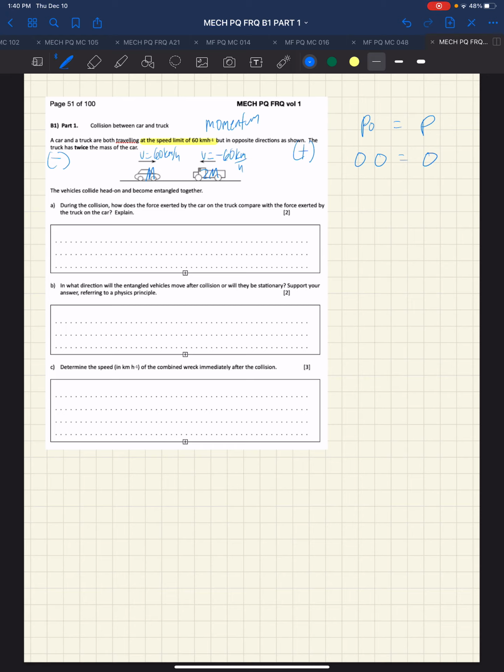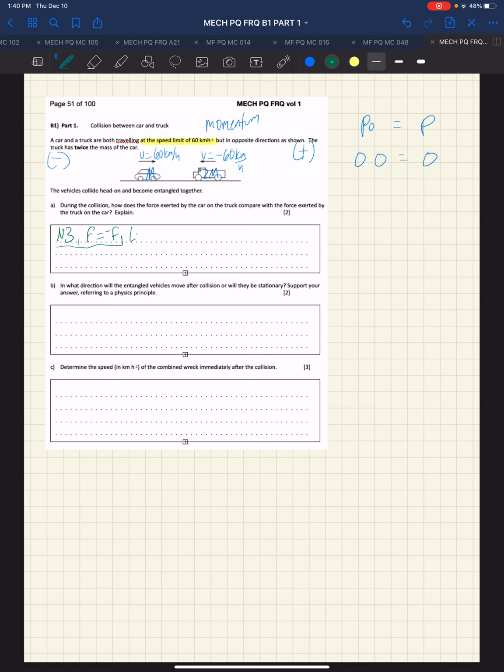They collide head-on and tangle together. How do the forces of the car on the truck and the truck on the car compare? So what we're dealing with here is Newton's third law. For every force, there's an equal and opposite force. For every action, there's an equal and opposite reaction. So that's our statement. We've stated the answer, but now we need to explain why this is the case. Well, there's no law of conservation of forces or anything like that. We have Newton's third law, but why should that be the case?